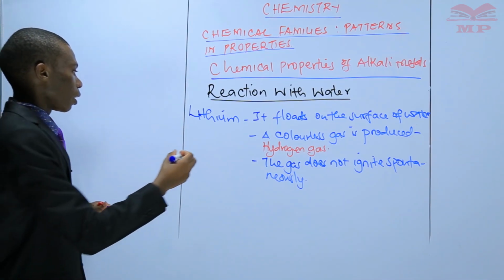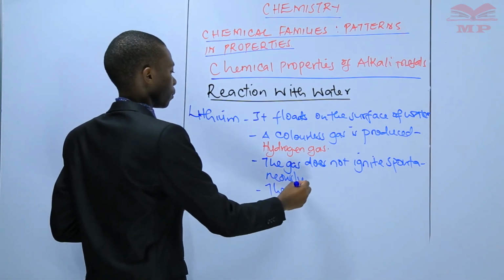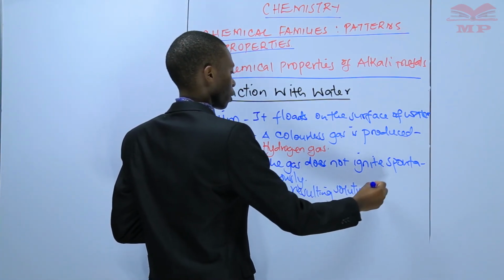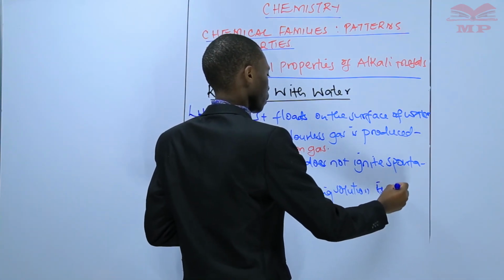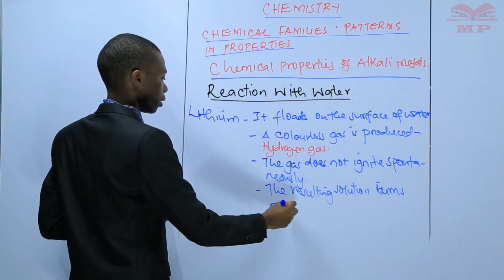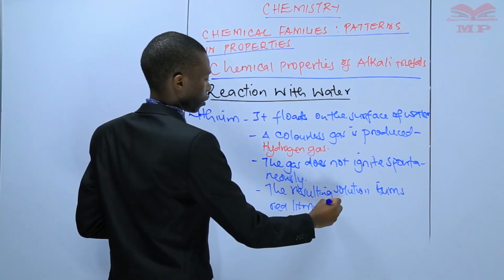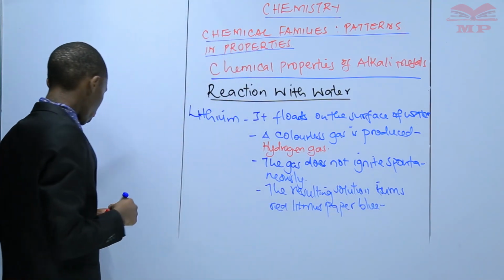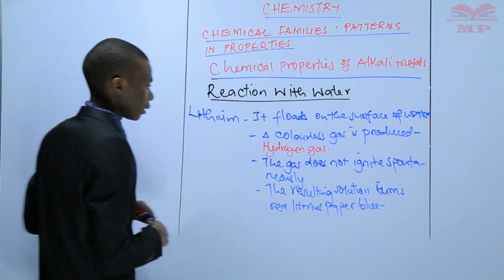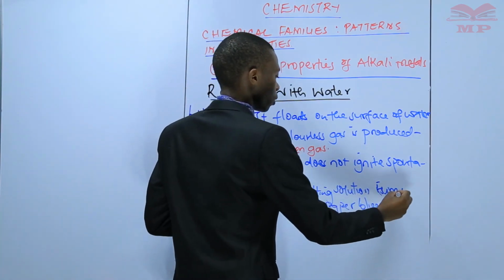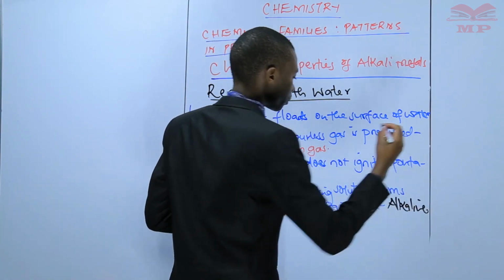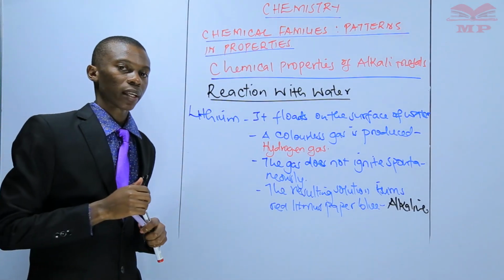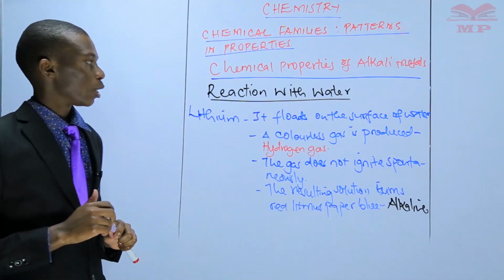And lastly, the resulting solution turns red litmus paper blue, showing that the solution is alkaline. So when you place a red litmus paper into an alkaline solution, this red litmus paper turns blue.